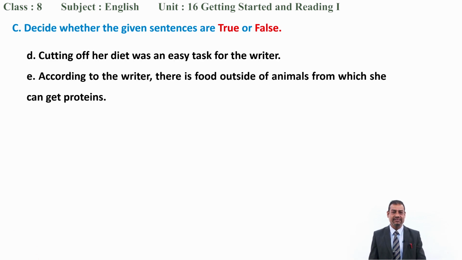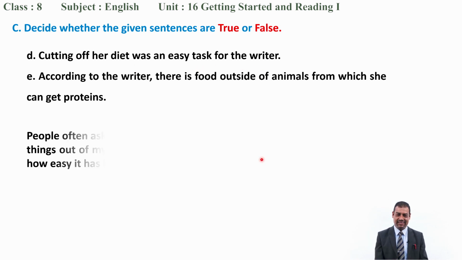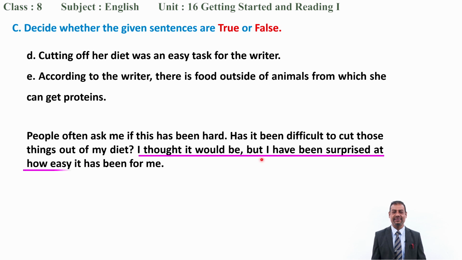Now, two more sentences. Cutting off her diet was an easy task for the writer. True or false? You can find it in this paragraph, in these lines. She thought that it would be difficult for her, but I have been surprised at how easy it has been for me. So, is it difficult or easy for her? Cutting off her diet was an easy task for the writer. So, easy or difficult? Yes, you are right. It is true.